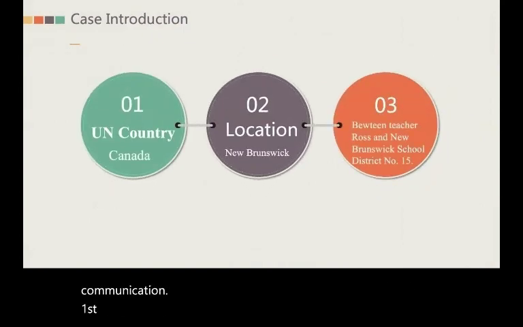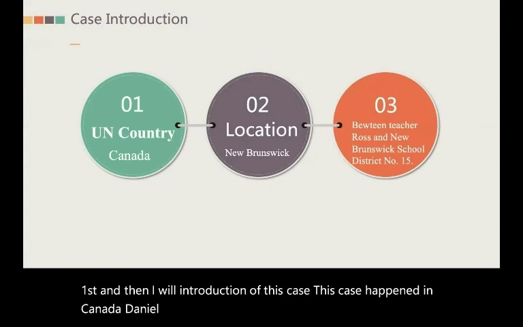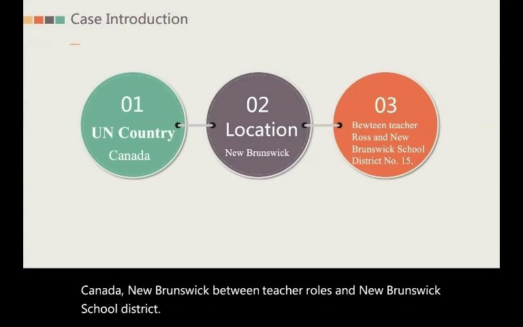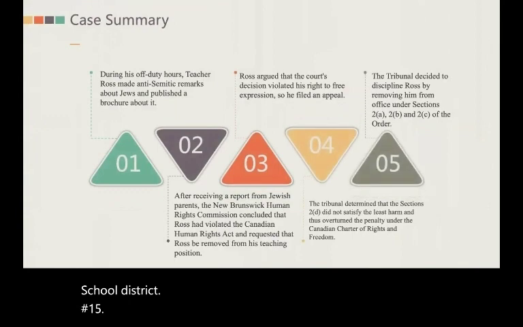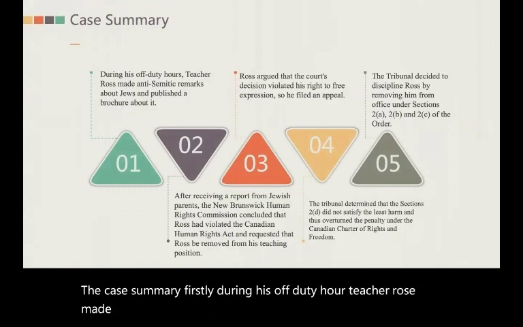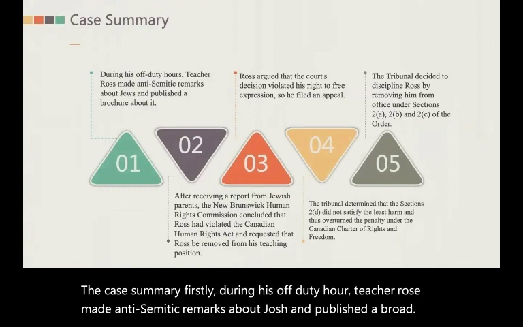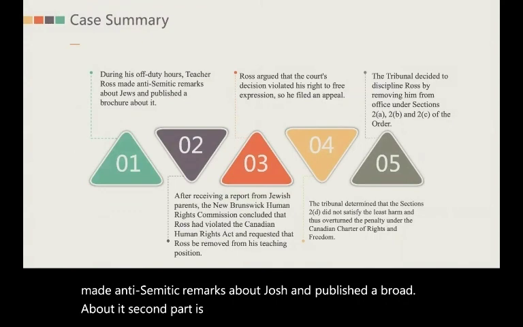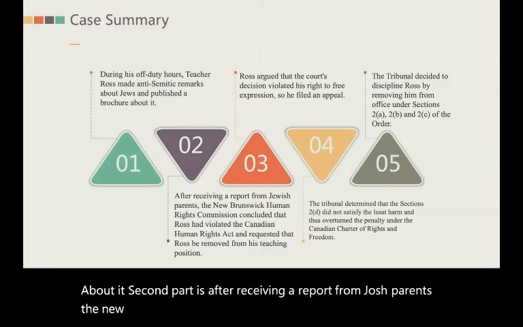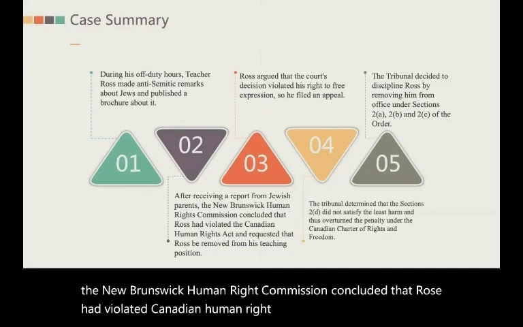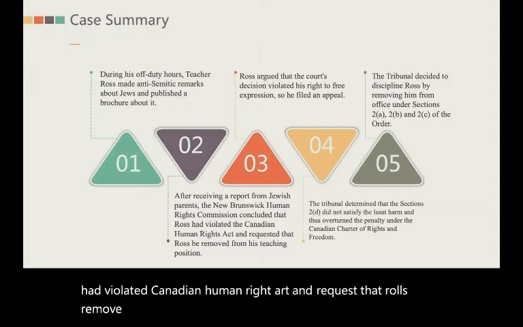Then I will introduce this case. This case happened in Canada, New Brunswick, between teacher Ross and New Brunswick School District number 15. The case summary. Firstly, during his off-duty hours, Teacher Ross made anti-Semitic remarks and published a brochure about it. Second, after receiving a report from a student's parents, the New Brunswick Human Rights Commission concluded that Ross had violated the Canadian human rights act and requested that Ross be removed from his teaching position.